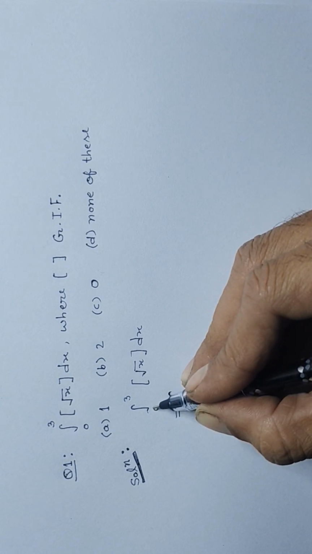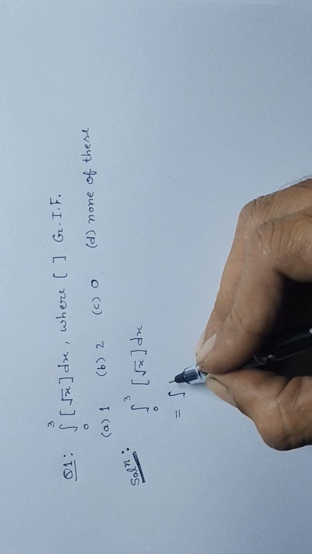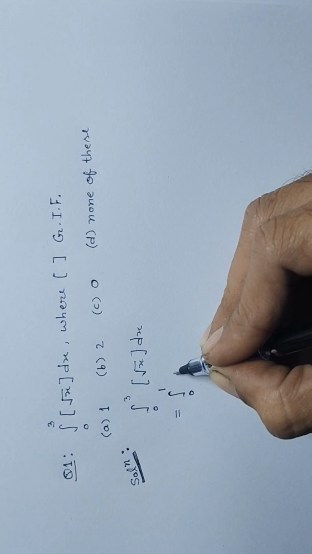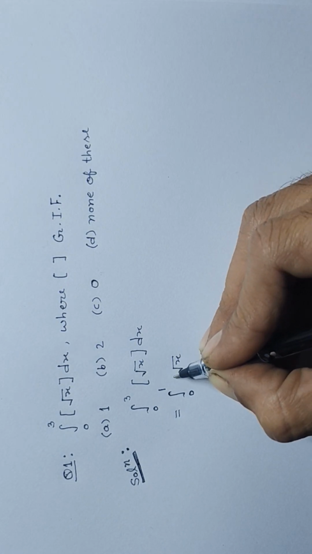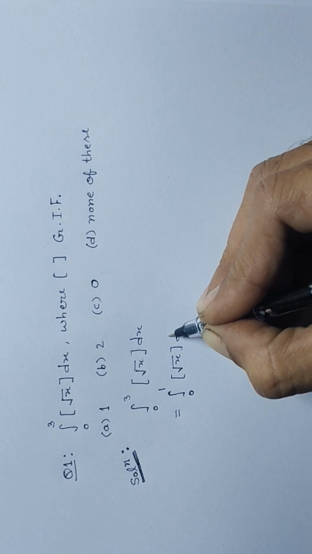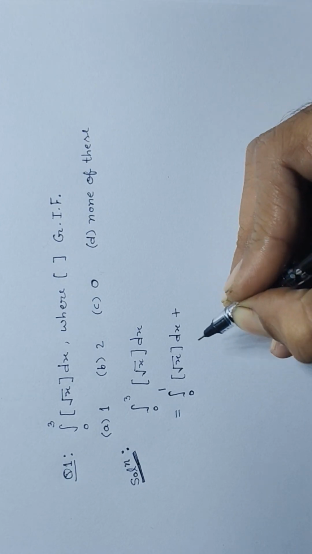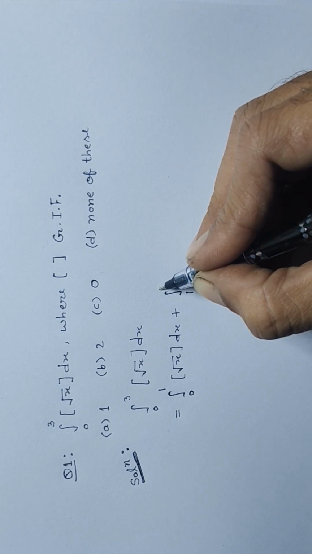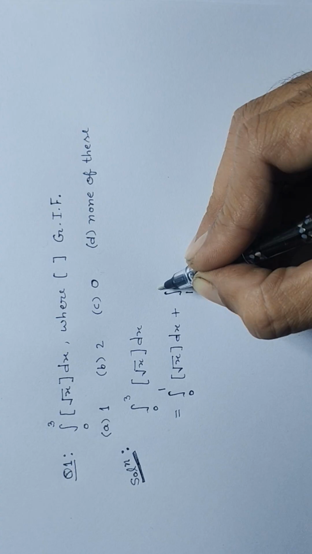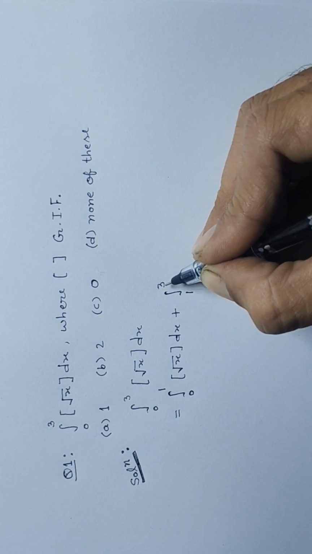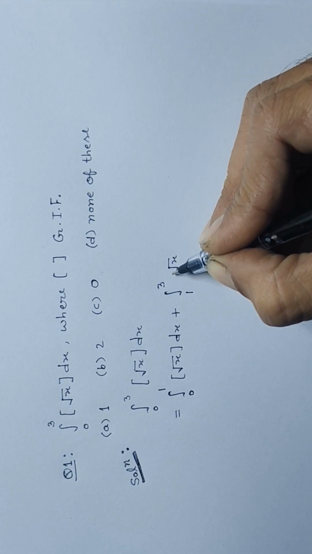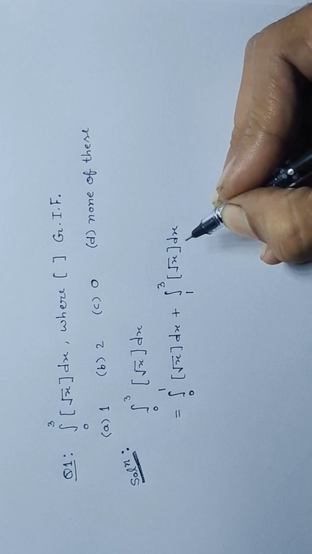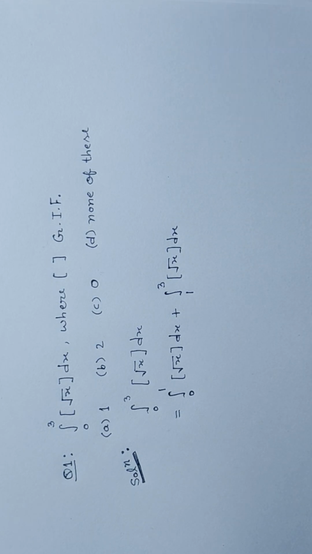the integral from 0 to 3 at 1 and 2. So break 0 to 1, greatest integer of root x dx, plus 1 to the next integer, 3, of root x dx.